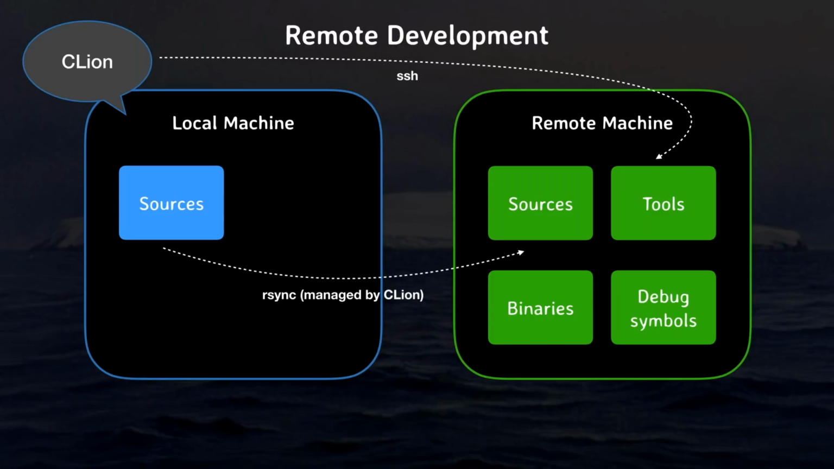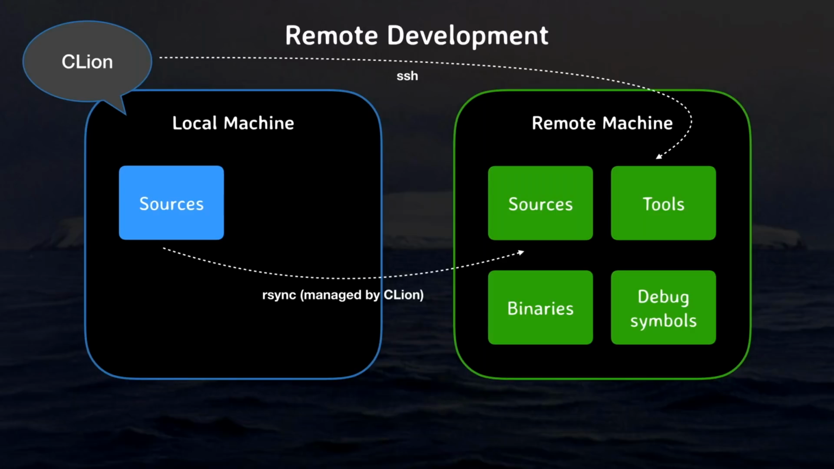It actually manages the syncing of the source code, usually using rsync on Linux machines or Macs. On Windows, it's a slightly different approach, but basically the same. So once you set up remote development, it's as if you're editing all your files locally, but everything else happens remotely, all managed for you by CLion. And again, we will have a demo of that to show you exactly how that works.